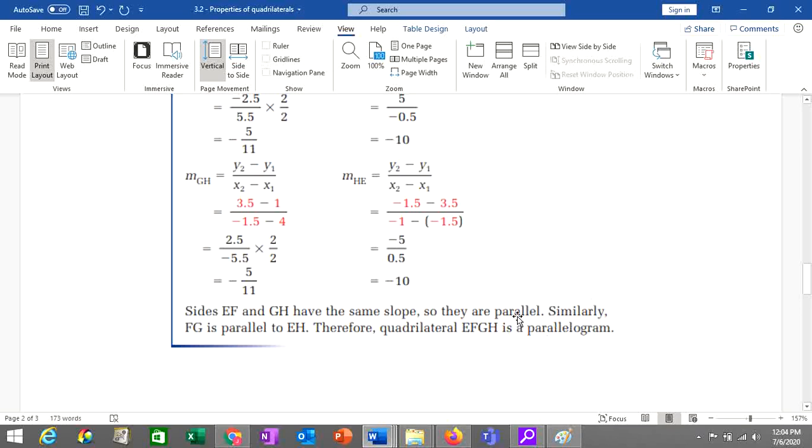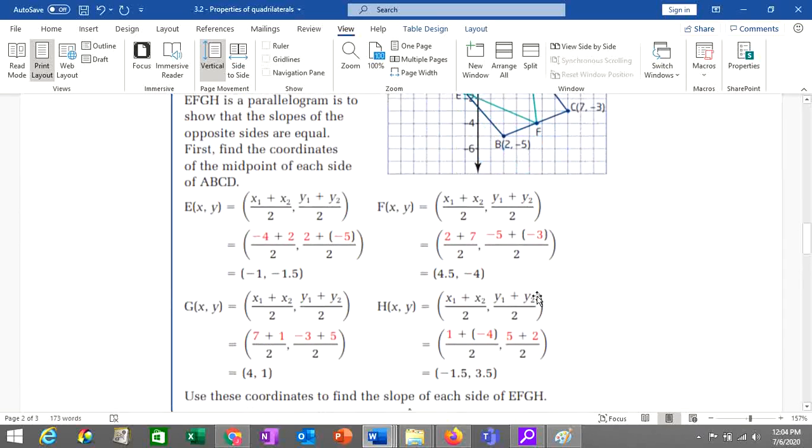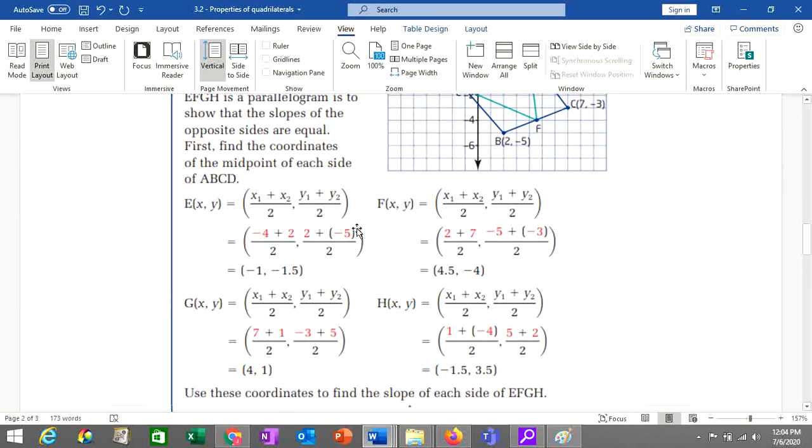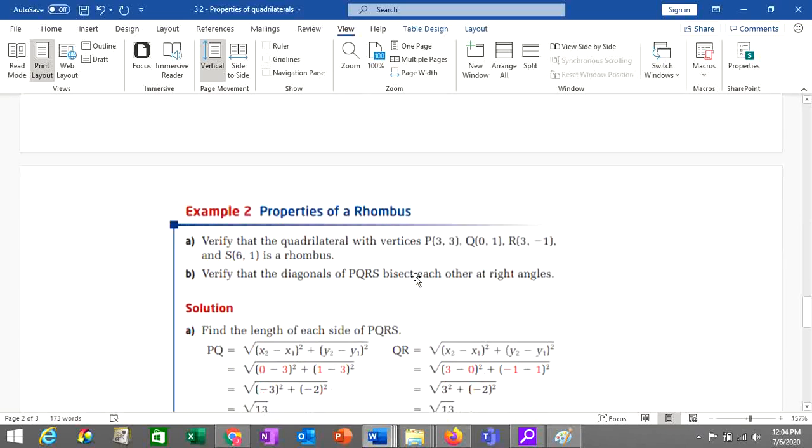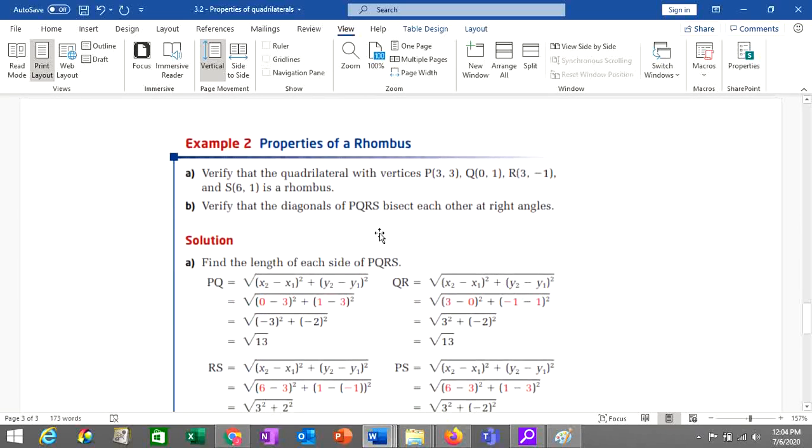Okay? Not as long as some of the questions we did in the last section, but still, you have to know what you're doing here. All right, we're going to go through a second example. Verify that the quadrilateral with vertices at P(3, 3), Q(0, 1), R(3, -1), and S(6, 1). We want to verify that this is a rhombus. And then we're going to do something with diagonals that I'll talk about after we solve for part A.